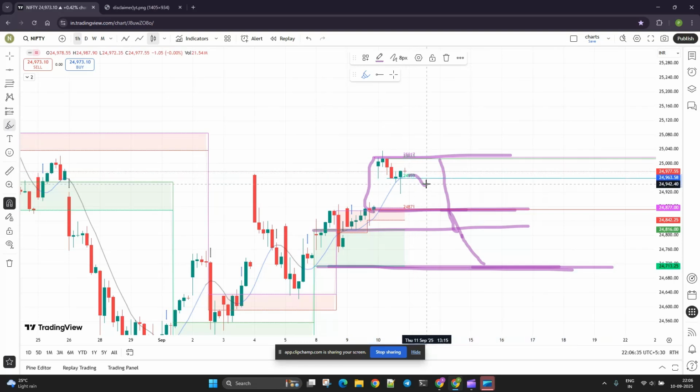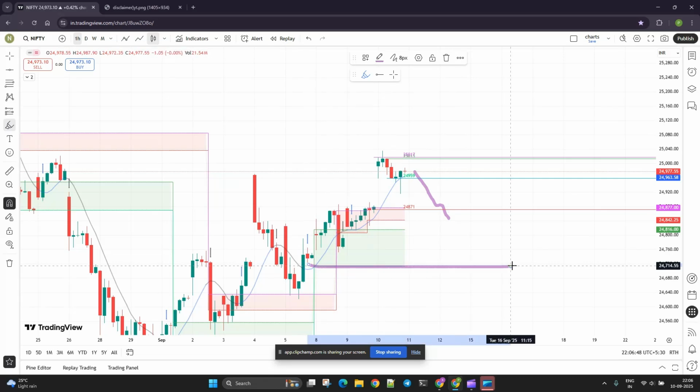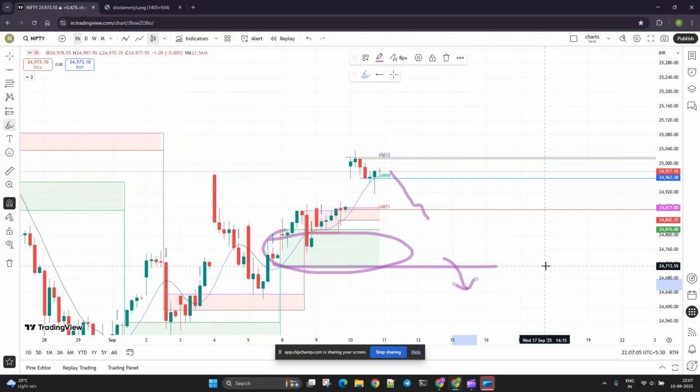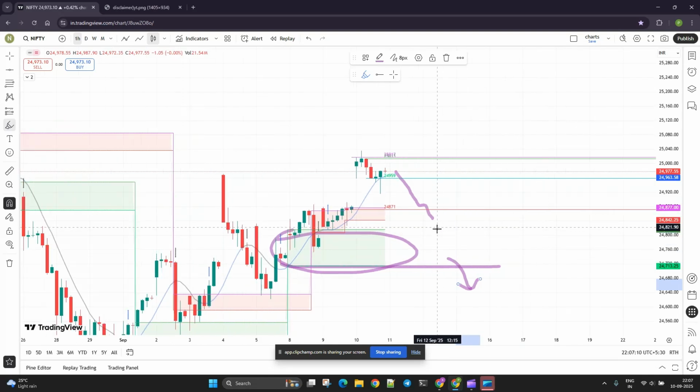If the market does that, if the market breaks down 24,870, and eventually it comes down to 700 levels, so the supply demand zone will be violated, and here the best trade can trigger below 24,700, which can give 400 to 500 points easily. Okay, that's one thing.